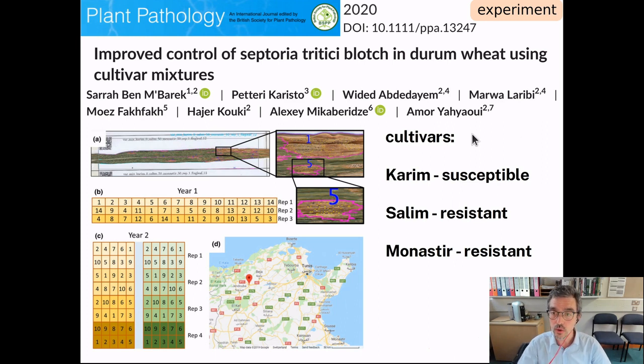Now we used 3 different cultivars in this experiment: Karim, the susceptible cultivar that is widely grown in Tunisia, and then the 2 resistant cultivars, Salim and Monastir.